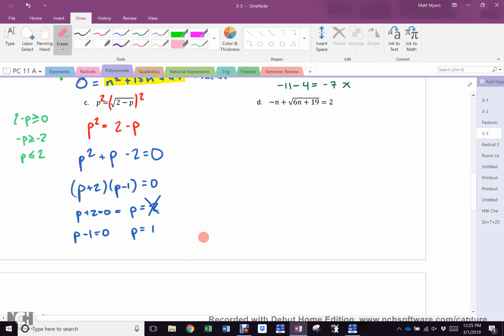Now I'm writing this all out, but you can often do this in your head, can't you? The checking. 1 equals the root of 2 minus 1. What is 2 minus 1? 1. 1 equals root 1. What is the root of 1? 1. Does 1 equal 1? In my universe, so the only right answer we have is that one. Is everybody cool?